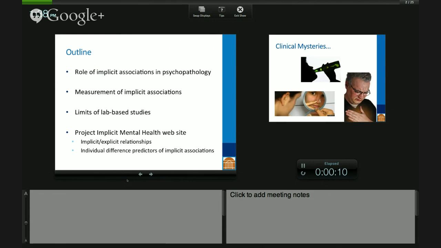There's lots of different ways, so I'll show you the tasks that we typically use, point out what I think are some of the limits of lab-based studies, and then tell you what we're doing to try to address some of those limitations in terms of work online by introducing you to a website we've launched called Project Implicit Mental Health.